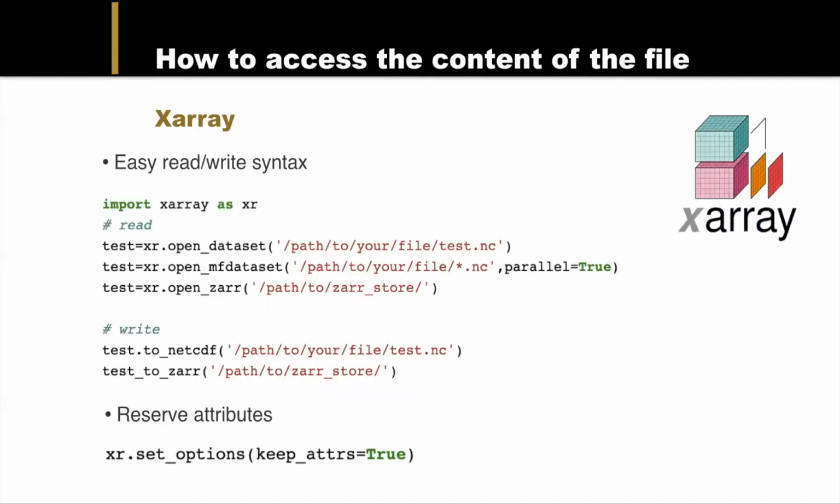Well, above, we are actually talking about how to access the file. But this is actually the first step of data access. And the second step is how to access the content of the file. And Xarray makes it really convenient by providing an easy read and write syntax, like the code below. It's just one line for read or one line for write. And you will see these codes in the Jupyter Notebook as well.